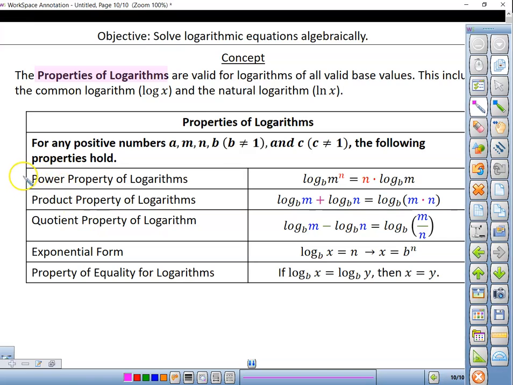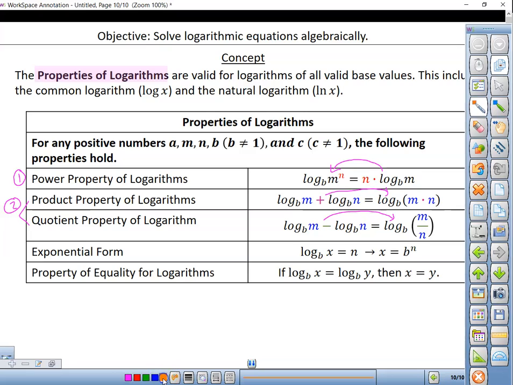If we have to, we would first use our power property of logarithms. So if we have any expression like this, we're going to rewrite it like that. Then we would use the product and/or quotient, and they're a left to right rule, remember. So if we have a sum or a difference of two logarithms on one side, we're going to rewrite it as a single logarithm.